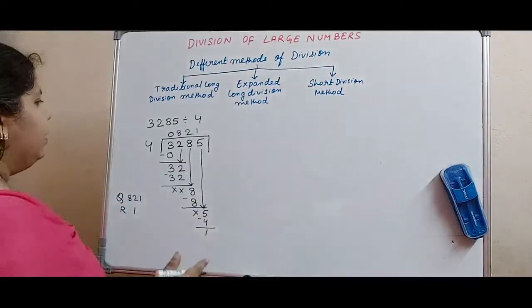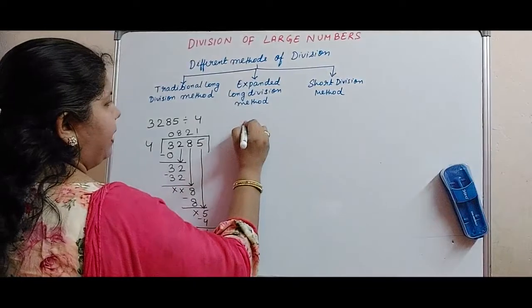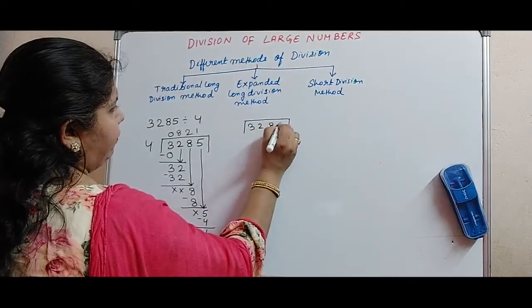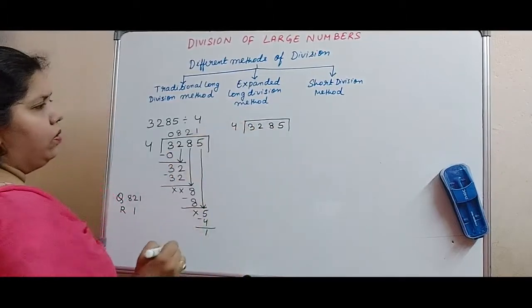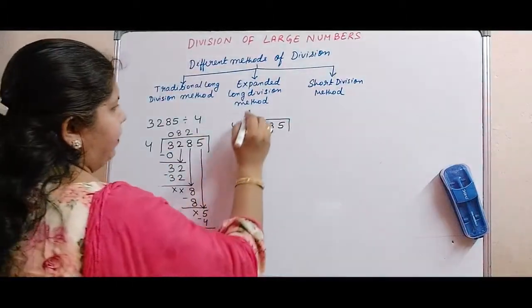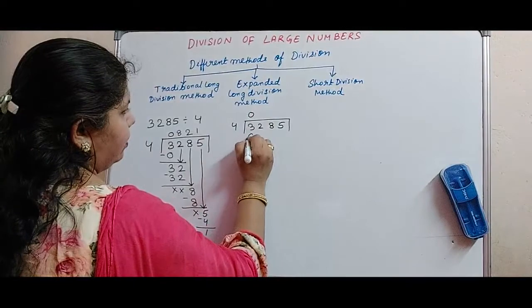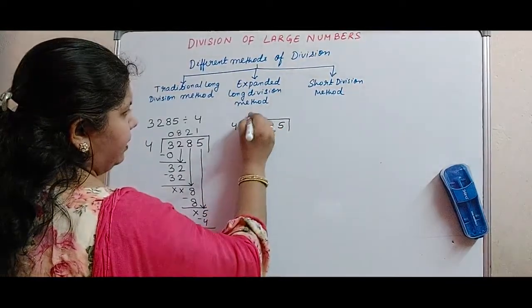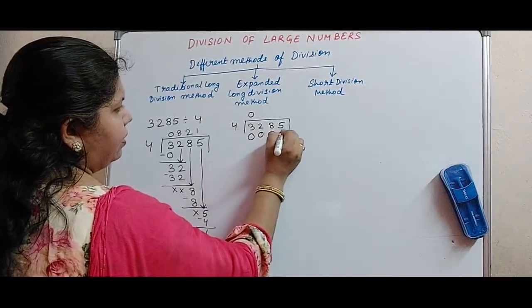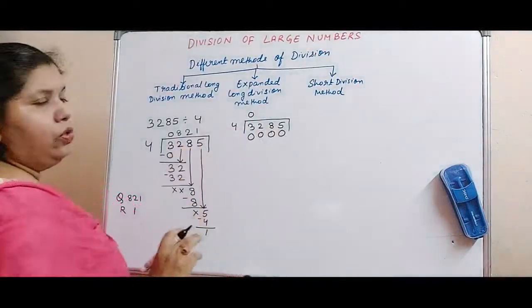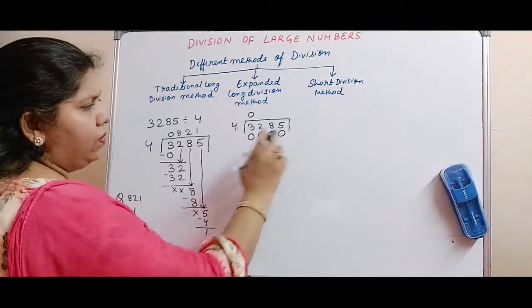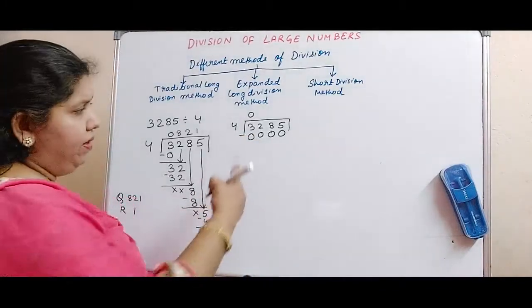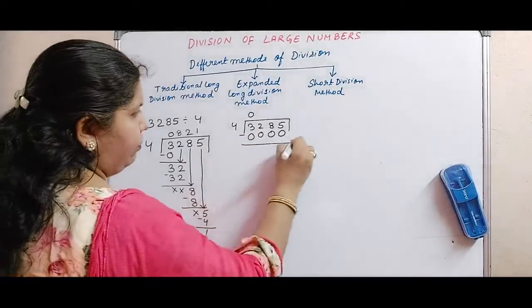Just look at it. For example, the same number I am taking, 3285 divided by 4. So first we take 4 zeros are 0. Now all these digits also you have to involve, so you put a 0, because it will not change the answer if I put 0. So what will come.